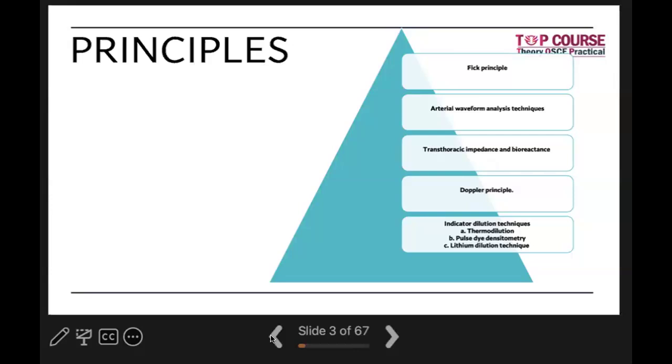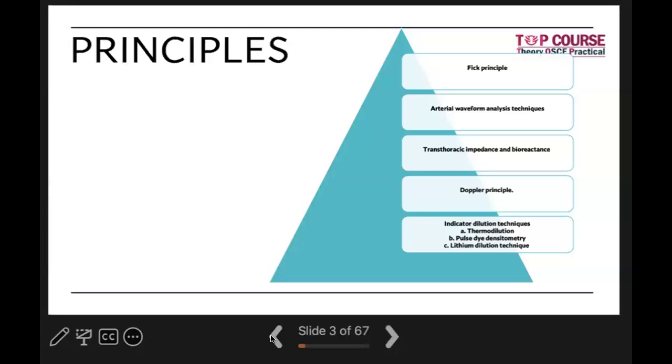Okay, the second technique which is commonly used for cardiac output monitoring is the arterial waveform analysis techniques, which we'll be discussing later. And the third technique is transthoracic impedance and bioreactance, which is one of the non-invasive, uncalibrated versions of cardiac output monitoring, which we'll also be discussing. And the fourth principle is the Doppler principle, which has been there for many years since 1990, where you use left ventricular outflow tract diameter and velocity time integral, and you just apply it in the stroke volume formula and you get the cardiac output.